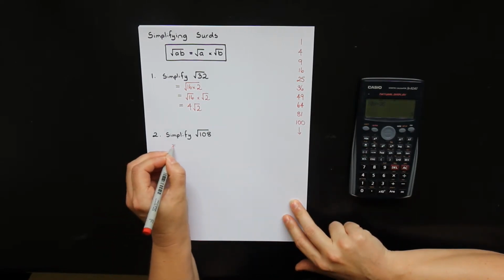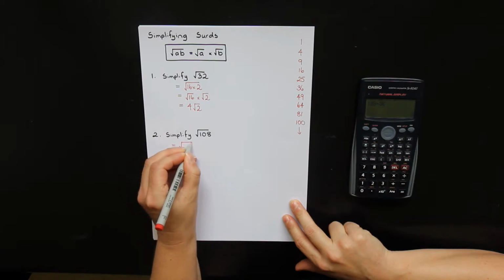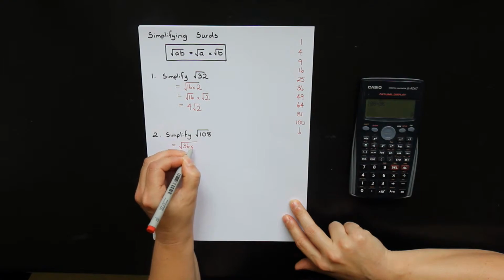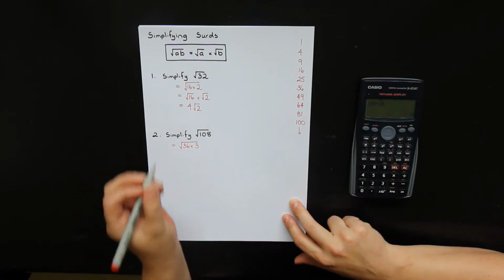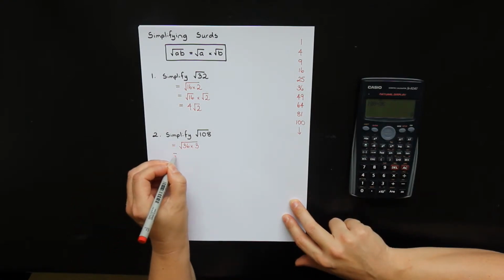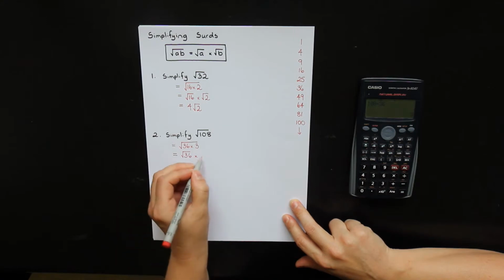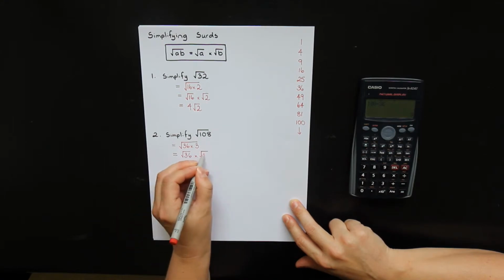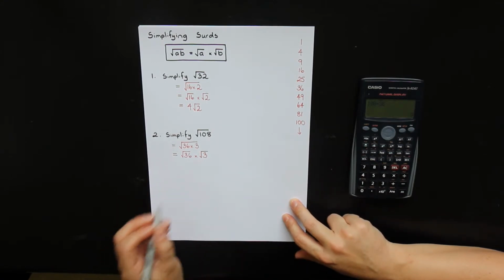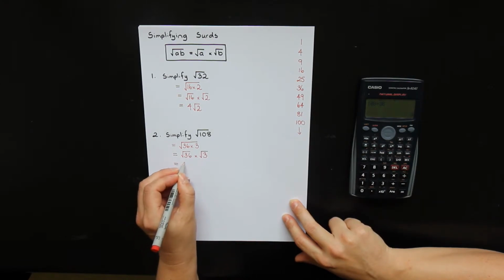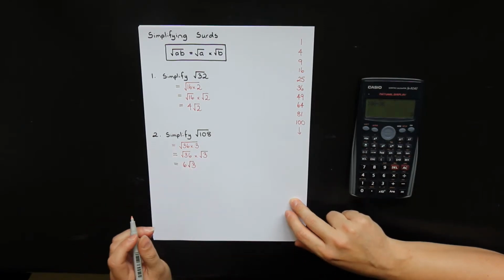So I can change 108 to be 36 times by 3. Using our rule from the top of the page, I can break that into two separate surds. The square root of 36 times by the square root of 3. Then I can square root my perfect square. Square root of 36 is 6, and the root 3 sits after it.